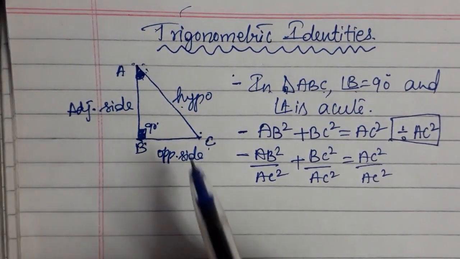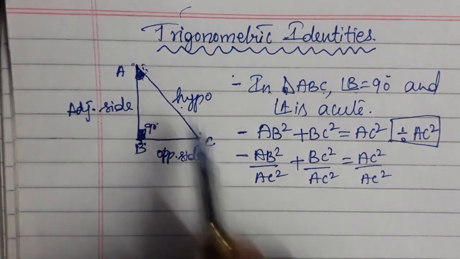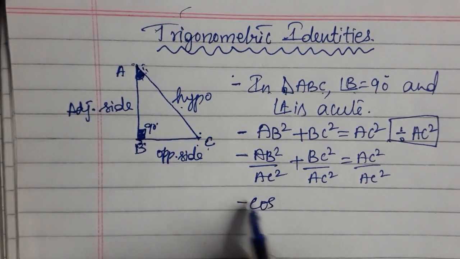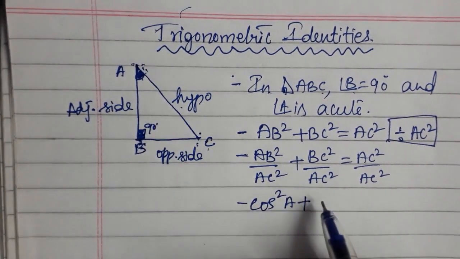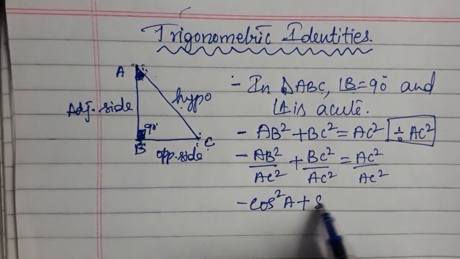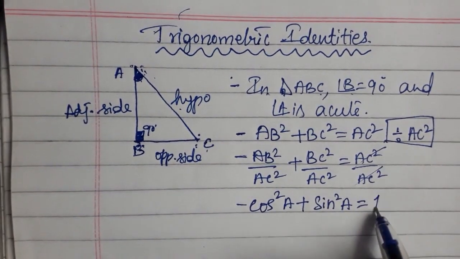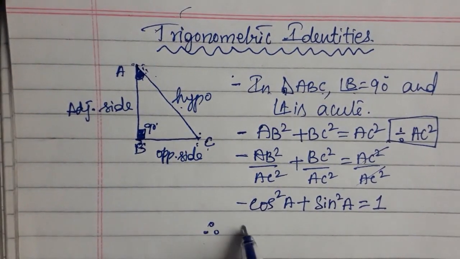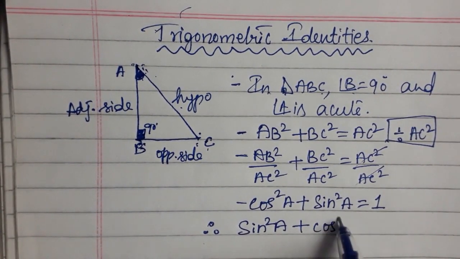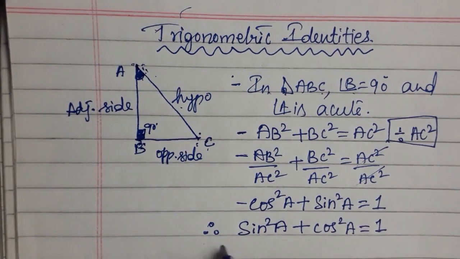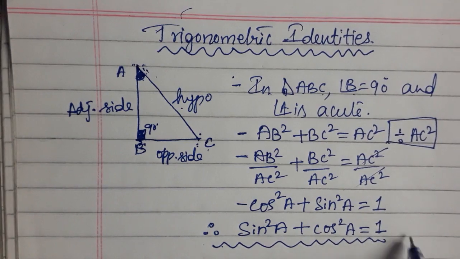Now we know that AB is adjacent, AC is hypotenuse. Adjacent by hypotenuse is nothing but cos square A, plus BC is opposite, AC is hypotenuse. Opposite by hypotenuse is sin square A, is equal to, AC square is cancelled, we will get 1. Therefore, our first identity is sin square A plus cos square A is equal to 1. So my first identity is sin square A plus cos square A is equal to 1.